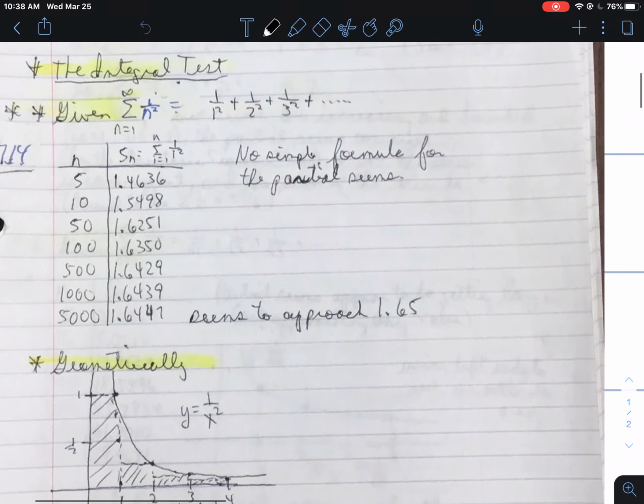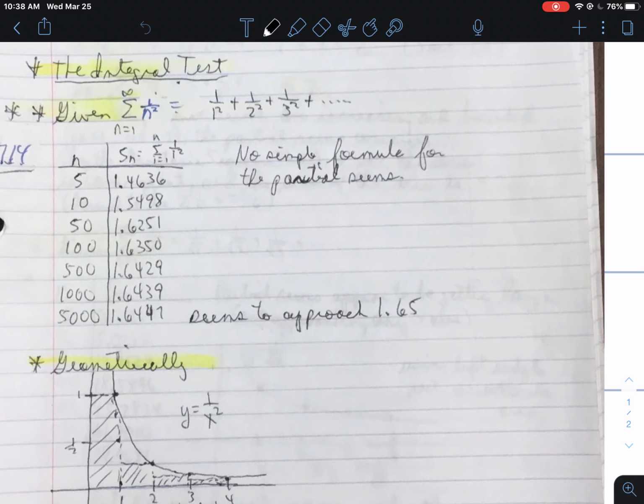Starting with the sum, as n goes from 1 to infinity, of 1 over n squared. Look at the terms of that series, right? So plugging in values from 1 to infinity, I've got 1 over 1 squared, 1 over 2 squared, 1 over 3 squared, etc., etc. And we have constructed here a table showing some of our partial sums.